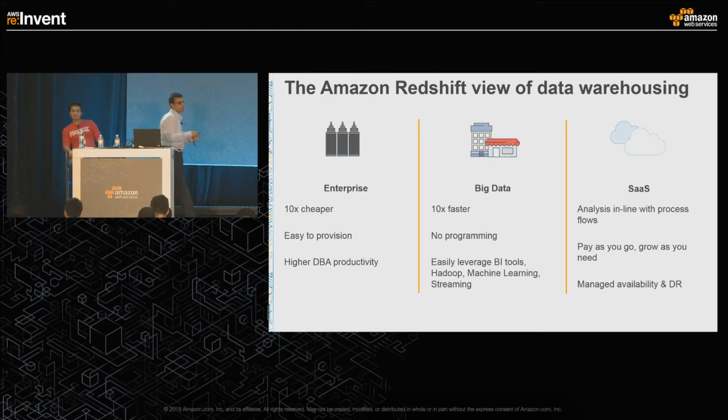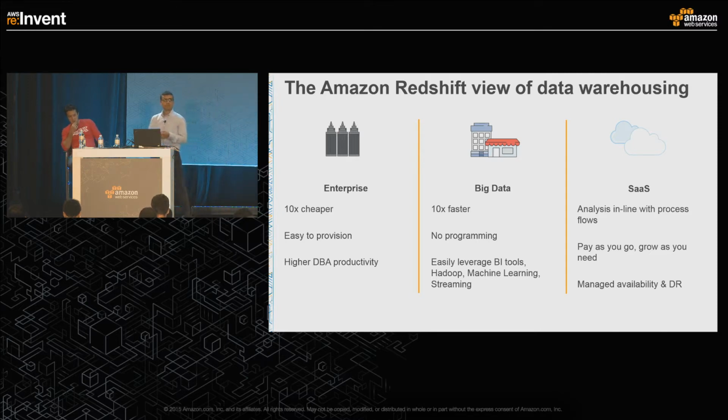So our view of data warehousing is more inclusive. We believe that Redshift is appealing to enterprises because of the cost advantage. It's also appealing because it's extremely easy to provision. And so central IT teams can provision data warehouse infrastructure very quickly and scale it very easily. Increasingly, we're also seeing central IT setting guidelines and letting the departmental groups go build their own infrastructure as they see fit.